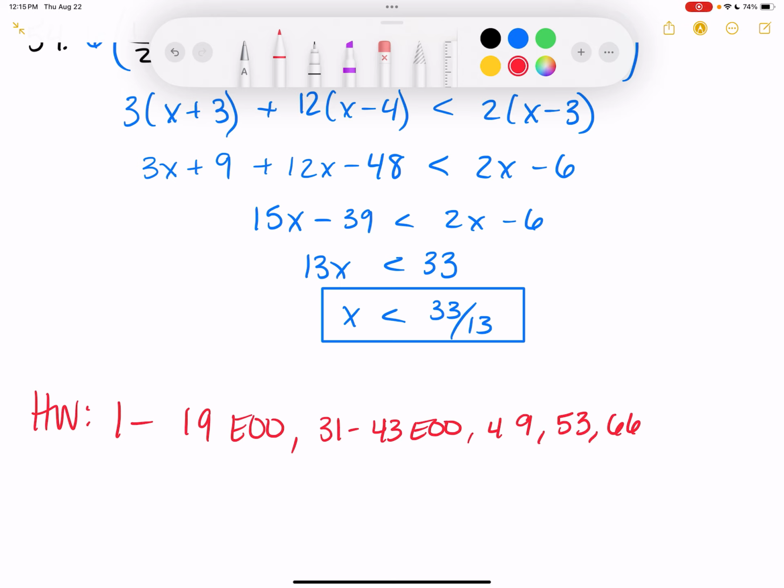So the questions, the 1 through 19, every other odd, because I'm not sure that 19 actually ends on 1. You do 1, 5, 9, 13, 17. So we're just going to change this to a 17 because 19 is not included. Then the 31 through 43, every other odd: 31, 35, 39, and 43. And then 49, 53, and 66.